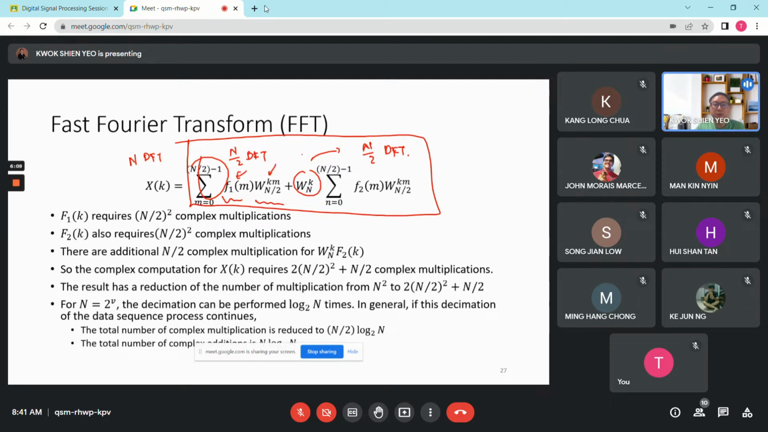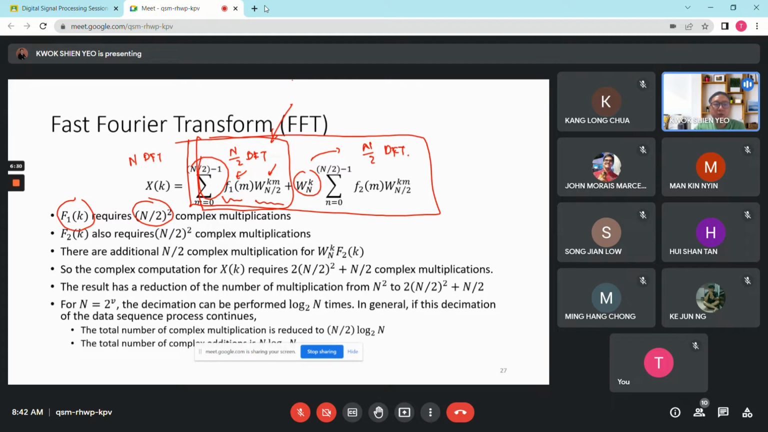This is of course a complex number. Then we calculate how many steps they need to complete the computation. All right, so the F1K, meaning this part, will need (n/2)^2 complex multiplications to calculate all the answers from this part.